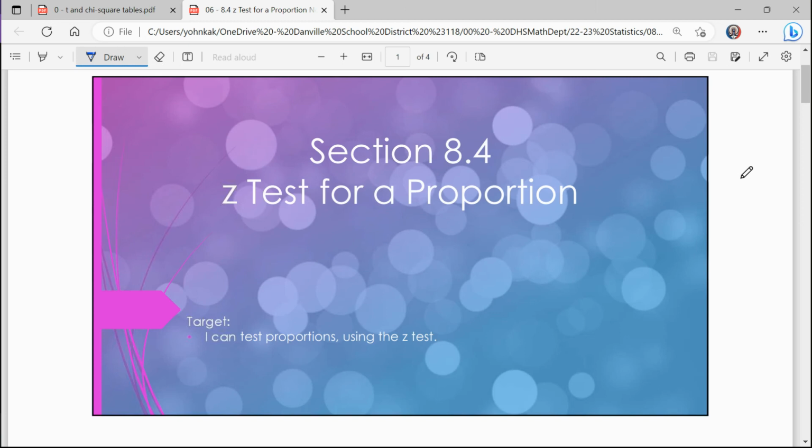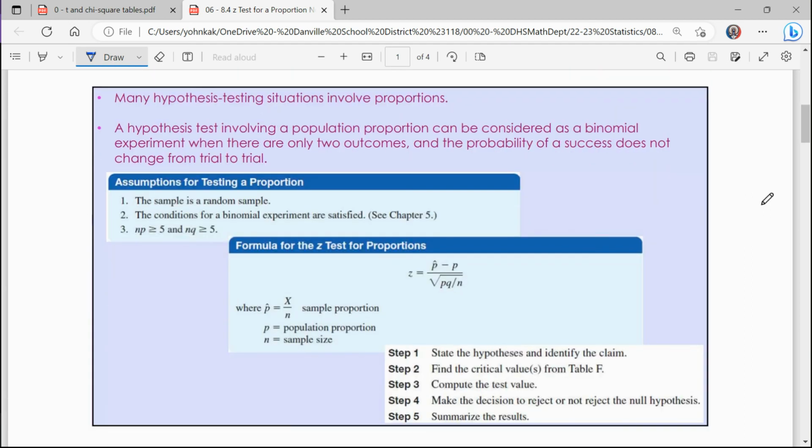Today we're going to learn how to do hypothesis tests for proportions using the Z-test. So many hypothesis testing situations involve proportions. A hypothesis test involving a population proportion can be considered as a binomial experiment when there are only two outcomes, and the probability of a success does not change from trial to trial.